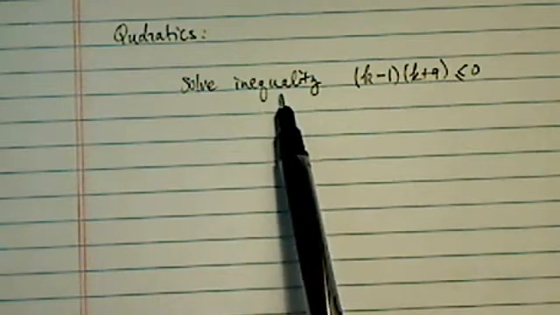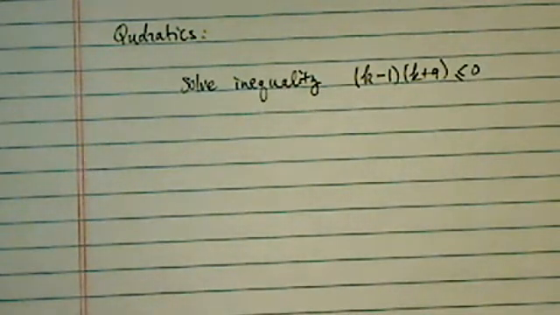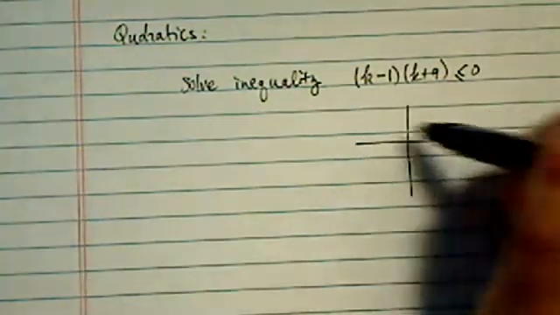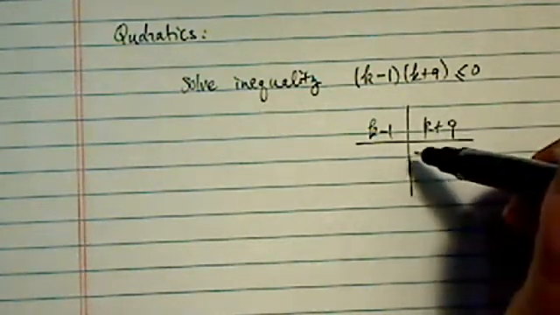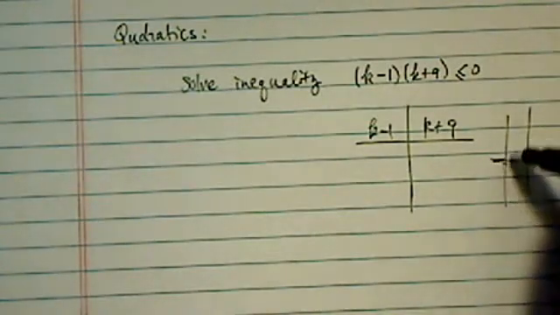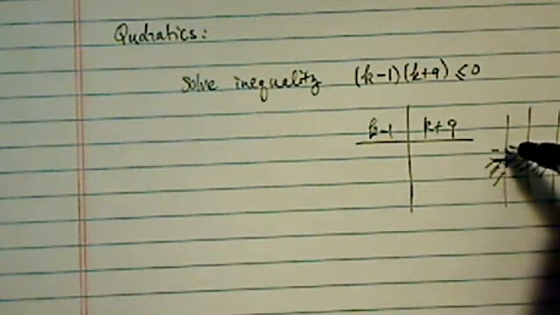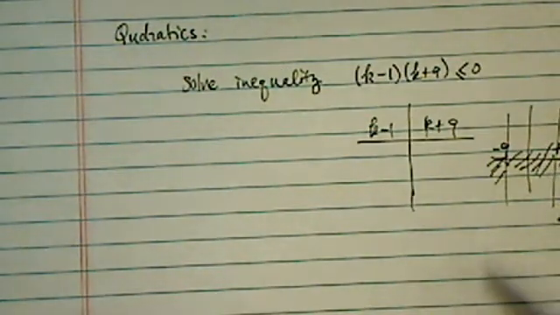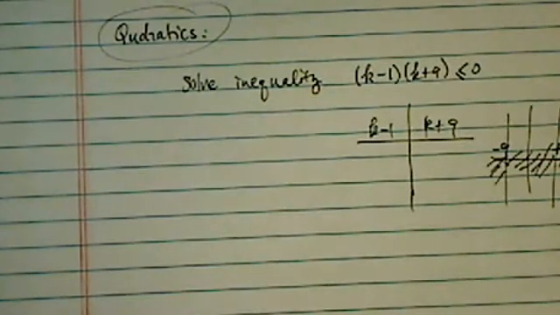Thank you for watching this clip on quadratics. We're asked to solve an inequality: (k-1)(k+9) ≤ 0. Now you can make a table with k-1, k+9, and then evaluate depending on which ranges, or actually domains, you're looking at. So here's -9, here's a +1. Or alternatively, you can be smart and use quadratics to help you.